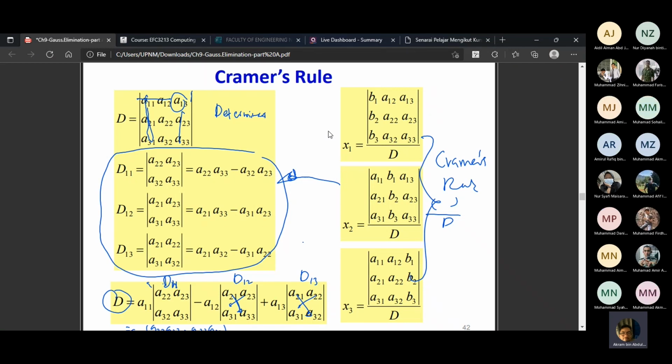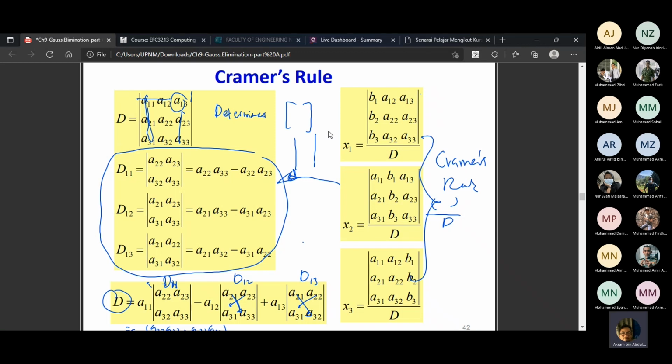So kat sini ada line, so ingatlah bentuk macam ni, ini adalah matrix. Kalau bentuk straight line macam ni, bukan modulus, ini adalah determinants. So cari determinants bagi 3 by 3 matrix ni. So you cari determinants bagi 3 by 3 matrix ni, bahagi dengan determinants yang dah kira sebelum ni. So kamu akan dapat nilai x1.